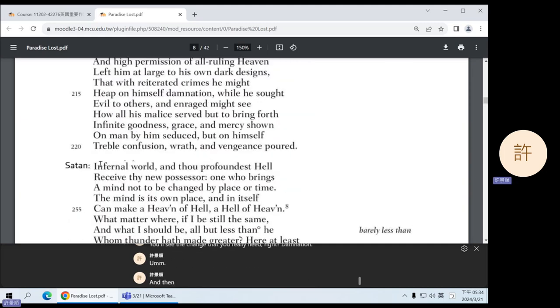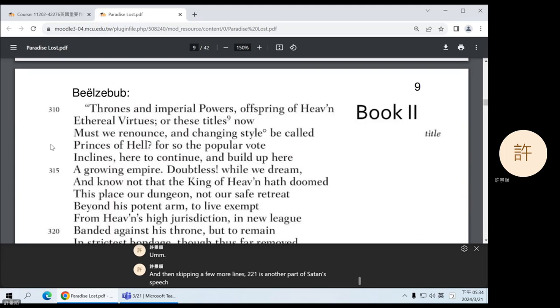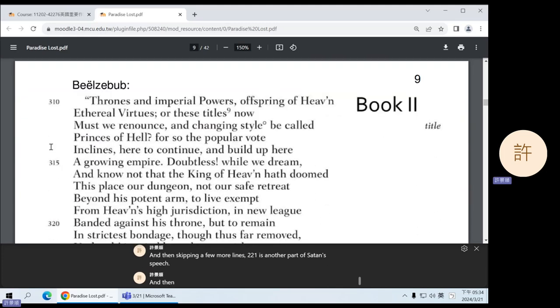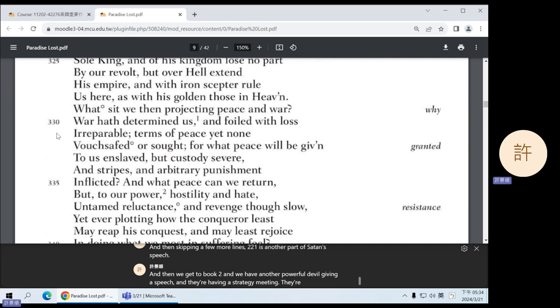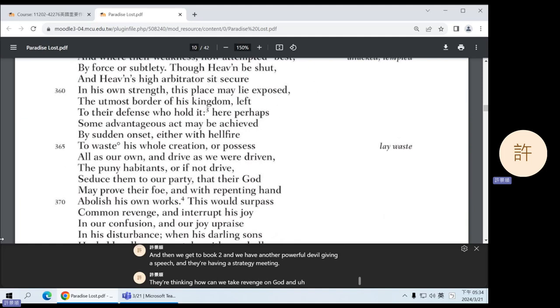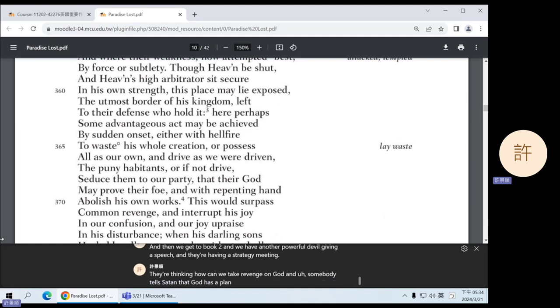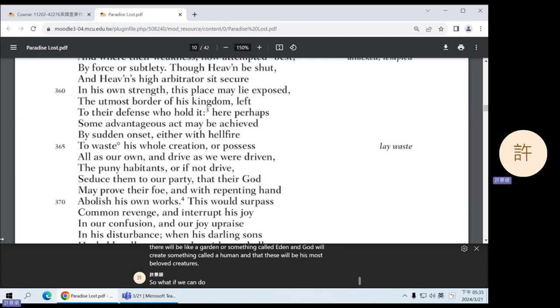And then skipping a few more lines, 221 is another part of Satan's speech. And then we get to book two, and we have another powerful devil giving a speech. They're having a strategy meeting. They're thinking, how can we take revenge on God? Somebody tells Satan that God has a plan to create this place called Earth. And there will be a garden called Eden. And God will create something called a human, and these will be his most beloved creatures. So what if we can destroy humans? That would be the way to take revenge on God.